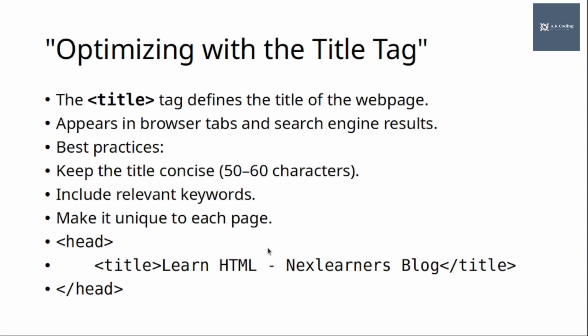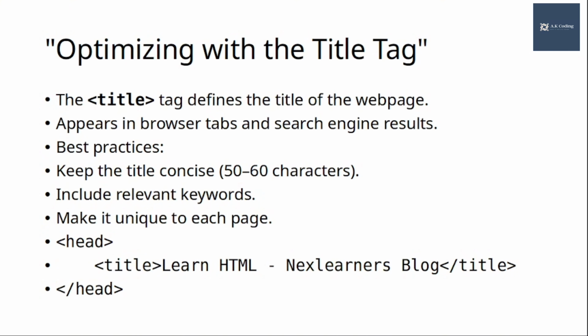Optimizing with the title tag. How can we optimize the website with the title tag? The title tag is a very essential tag in SEO, and it defines the title of the web page, right? And it appears in browser tabs and search engine results. So when you write any kind of title regarding your search, for example, if I write YouTube, it is the title of YouTube and youtube.com comes first. So it means the SEO is done very well. It appears in the browser tabs and it appears first.